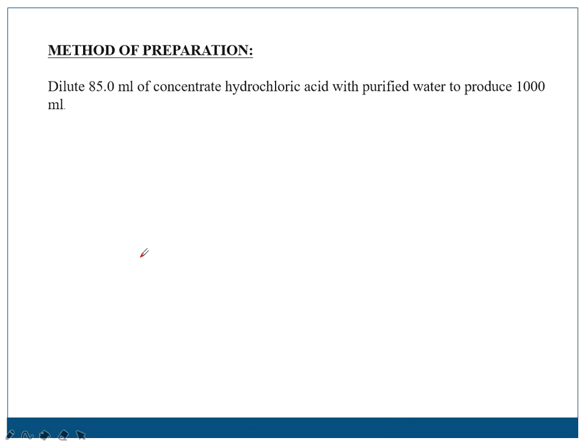And next is the method of preparation. Hydrochloric acid can be prepared by taking 85 ml of concentrated hydrochloric acid and making it up to 1000 ml using purified water.